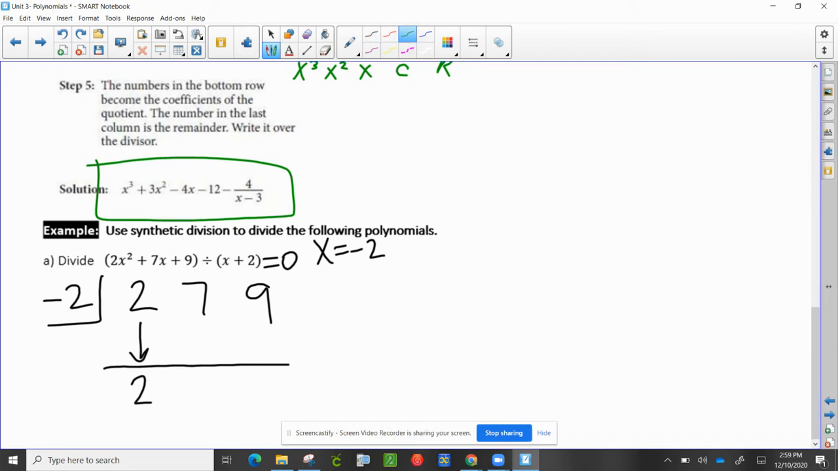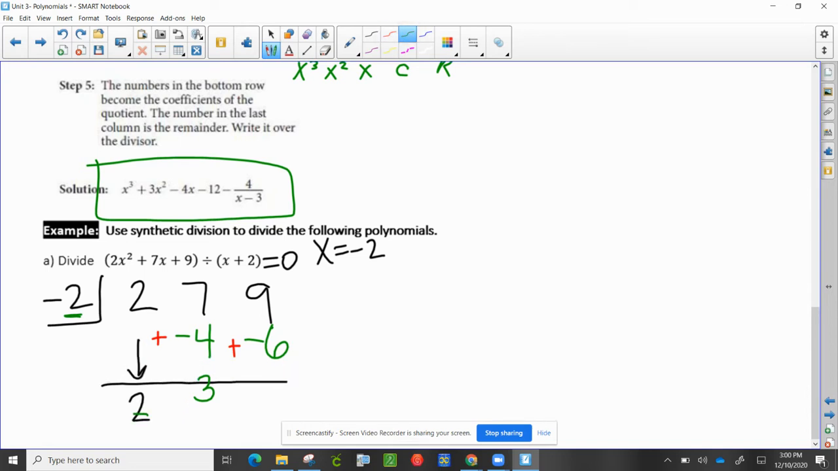Now here come the synthetic division steps. We take our divisor and multiply it by the number. So negative 2 times 2 is negative 4. Then we add these numbers vertically, so we're going to add down. 7 plus negative 4 is 3. Then we do it again until we're out of numbers. Negative 2 times 3 is negative 6. Then we add these numbers down. So 9 plus a negative 6 is 3.